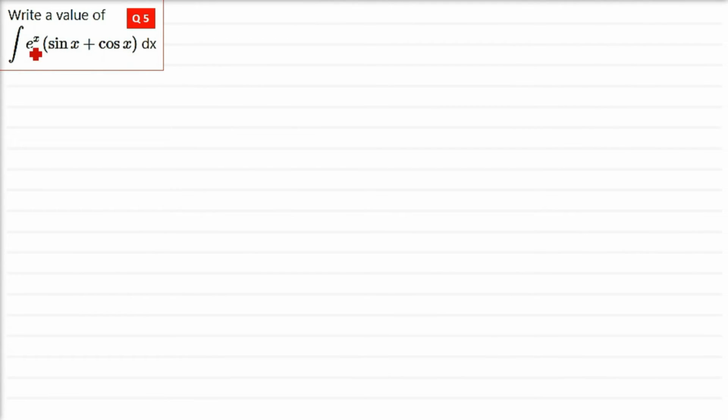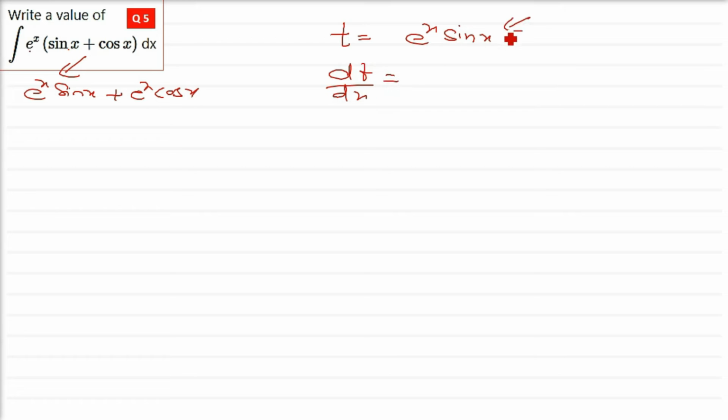e raised x times sin x plus cos x. Now this, if you remember, when we were learning differentiation, just multiply this first: e raised x sin x plus e raised x cos x. Now you need this. How can we get this? From our previous experience, we know that we can put this t as e raised x sin x. When you differentiate it, it will be dt divided by dx. This will be equal to, we will apply the product rule, e raised x times cos x plus sin x times e raised x.